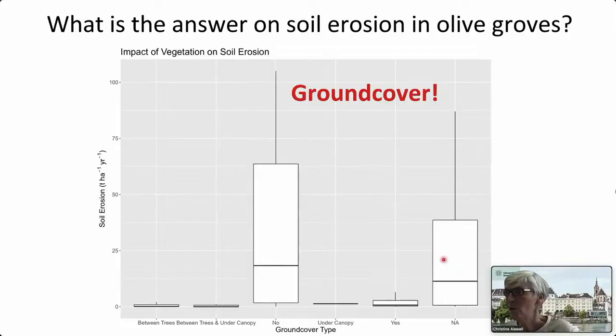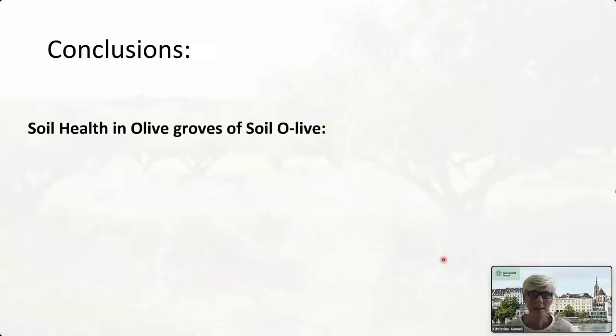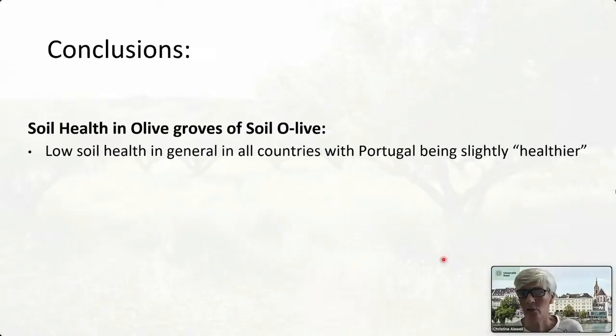So I come to the conclusions. I showed you in the first part that in the olive groves of the Soil Alive orchards, we have a very low soil health in general, considerably lower than the average croplands in Europe.